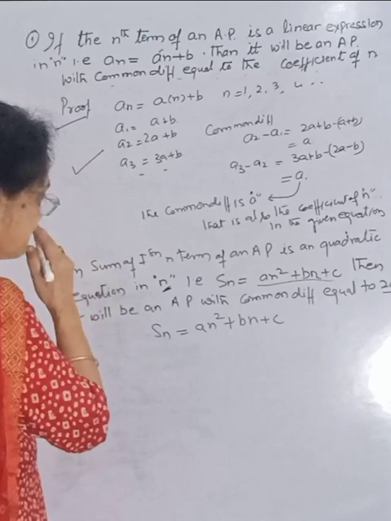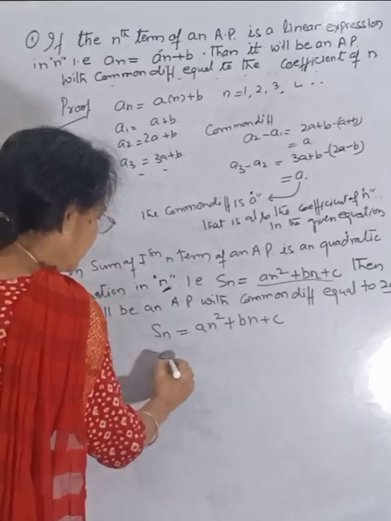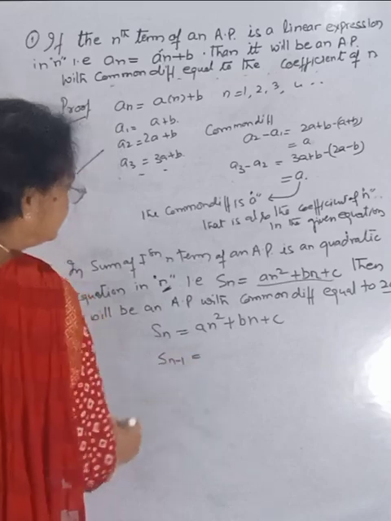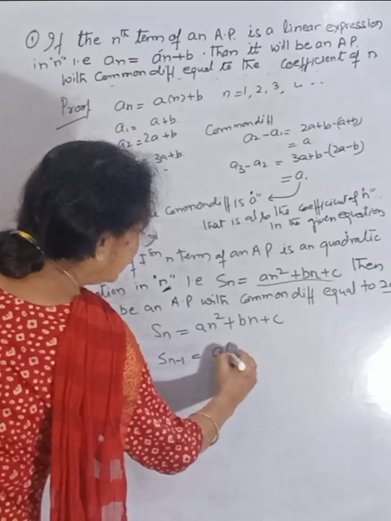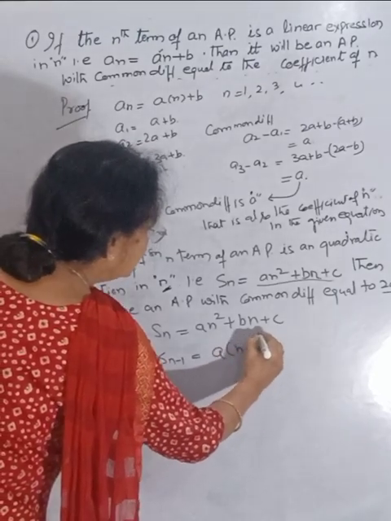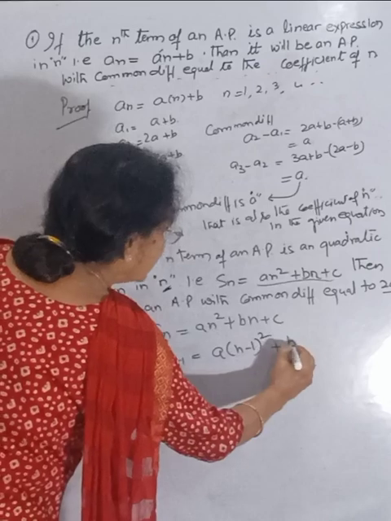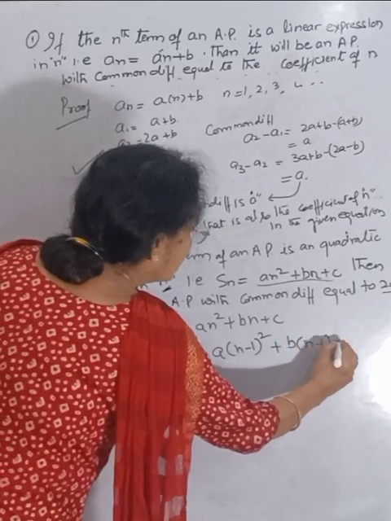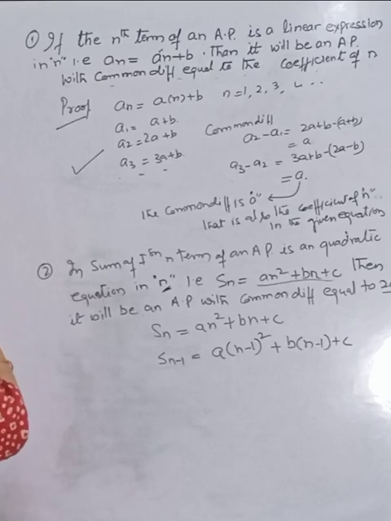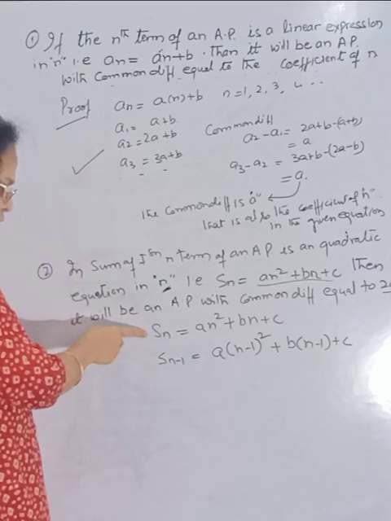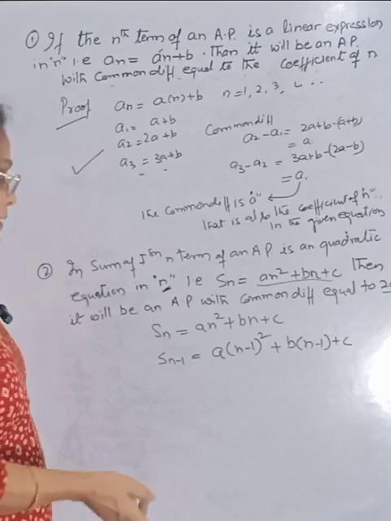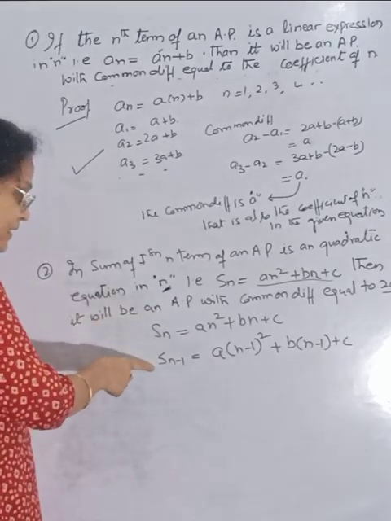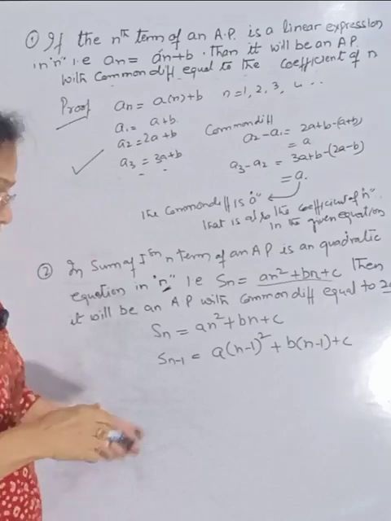Now Sn minus 1. How can we write Sn minus 1? For Sn minus 1, put n minus 1 in place of n. It will be a into n minus 1 whole square plus b into n minus 1 plus c. Correct? Very much correct. This is the sum up to the nth term, and this is the sum up to the n minus 1th term.